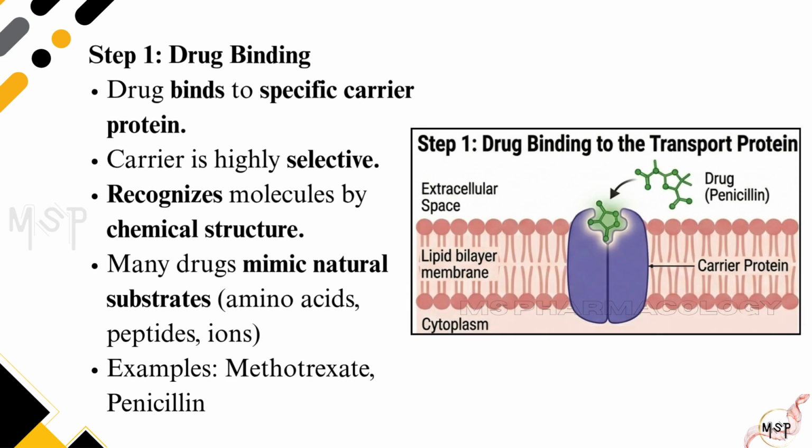Step 1. Drug binding to the transport protein. The drug or molecule first binds to a specific carrier protein located on the membrane surface. These carrier proteins are highly selective and recognize molecules based on their chemical structure. Many drugs resemble natural substrates such as amino acids, peptides, or organic ions, which allows them to use these transport systems. Examples include methotrexate and penicillin.